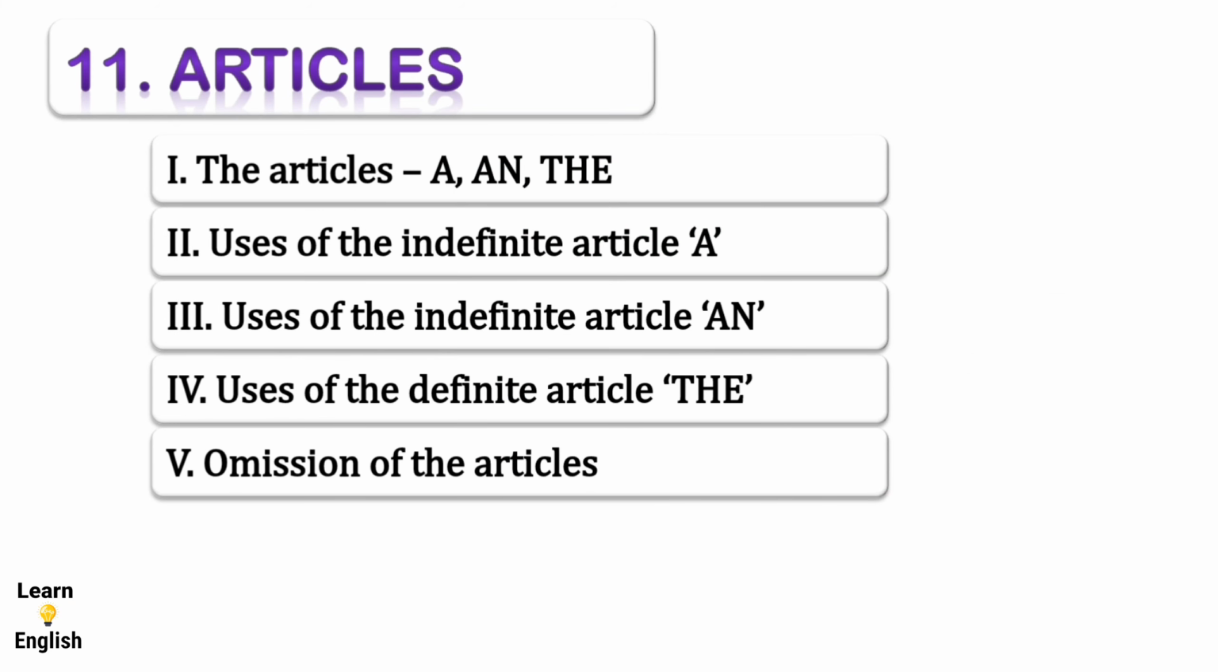After completing the article chapter, we come to know about articles. Articles are small words. They refer to a person or a thing, either in a specific way or in a general way. To show this, we use small words before nouns. These words are called articles. Articles function like adjectives also.